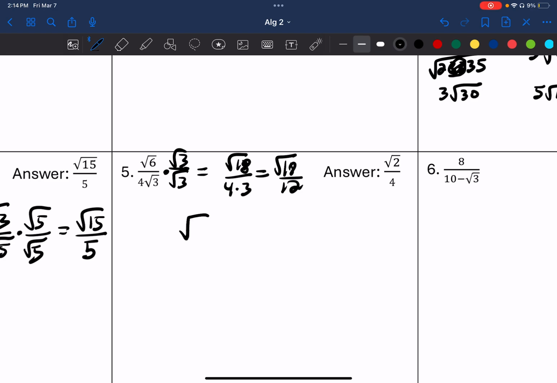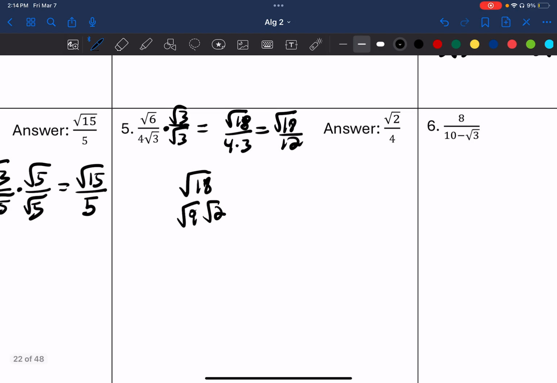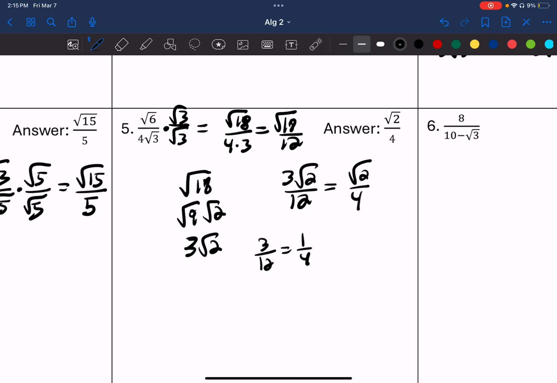Root 18, break that up into root 9, root 2. Again, do the prime factorization if you have to. You get 3 root 2. And so then, if the square root of 18 is equal to 3 root 2, then the square root of 18 over 12 is equal to 3 root 2 over 12. And if we had 3/12, we would simplify that to 1/4. So 3 over 12 would become just 1 over 4, or root 2 over 4.